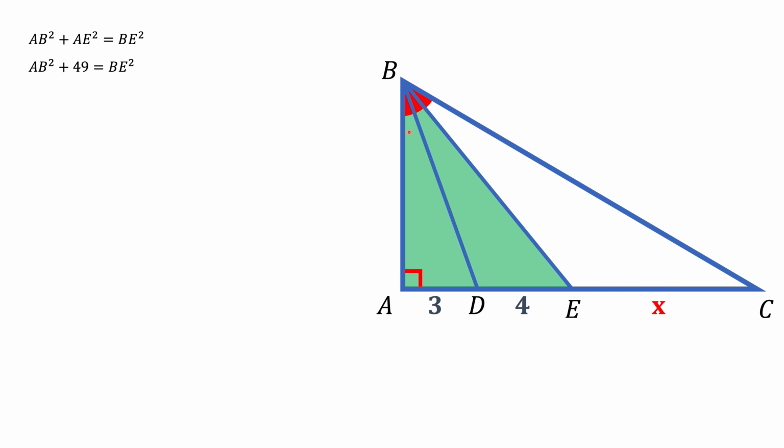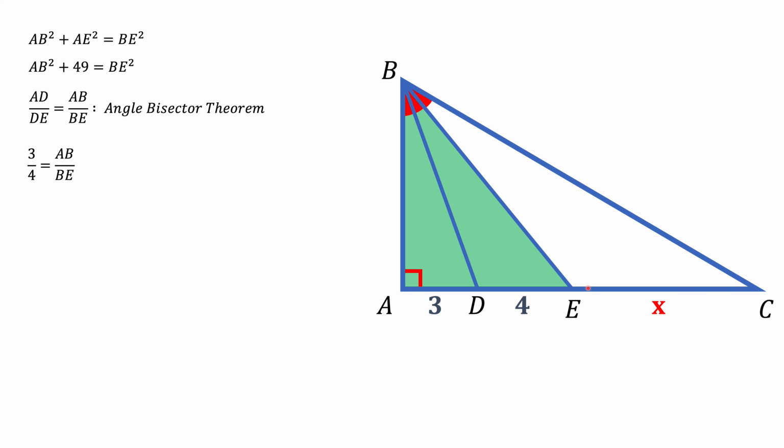Notice that BD is an angle bisector in this triangle, so we can use the angle bisector theorem. The angle bisector theorem tells us that the bisector BD splits the side AE into two segments, the ratio of which equals the ratio of the two other sides of the triangle. So AD to DE will be equal to AB divided by BE.